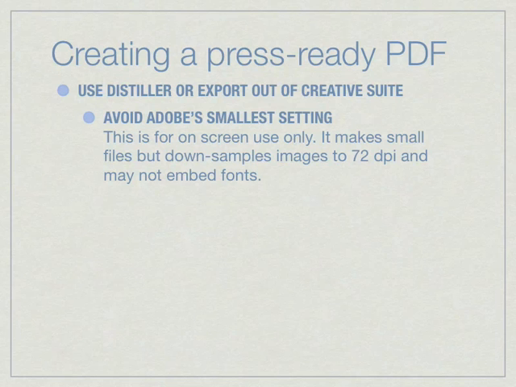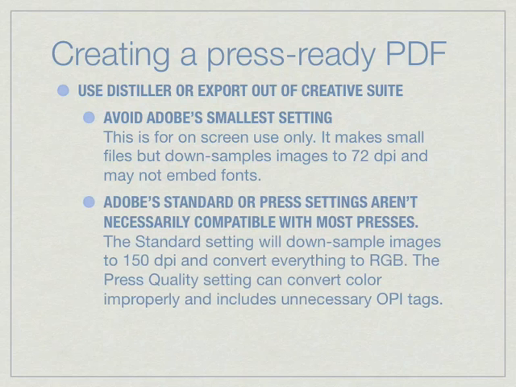It makes very small files, but to do that, it downsamples the images to 72 dpi, and it doesn't always embed the fonts. The Adobe standard setting or press setting aren't necessarily compatible with most presses. The standard setting is going to downsample all of your images to 150 dpi, and it'll convert all your color into RGB. The press quality setting can convert color improperly, and it can include unnecessary prepress tags, such as OPI.